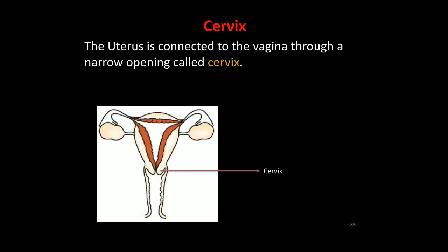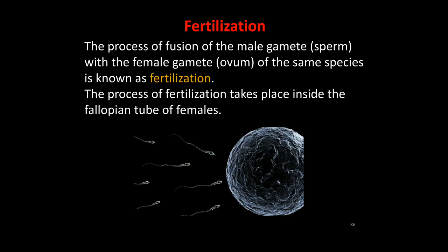Now, cervix. The uterus is connected to the vagina through a narrow opening called cervix. Now, fertilization. The process of fusion of male gamete, that is sperm, with the female gamete, that is ovum, of the same species is known as fertilization. The fusion of male gamete and female gamete is called fertilization. What do you call it? Fertilization.